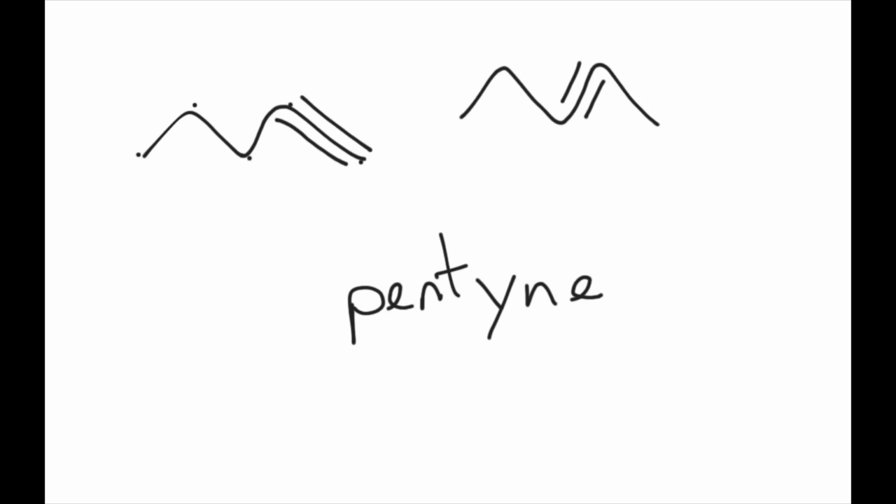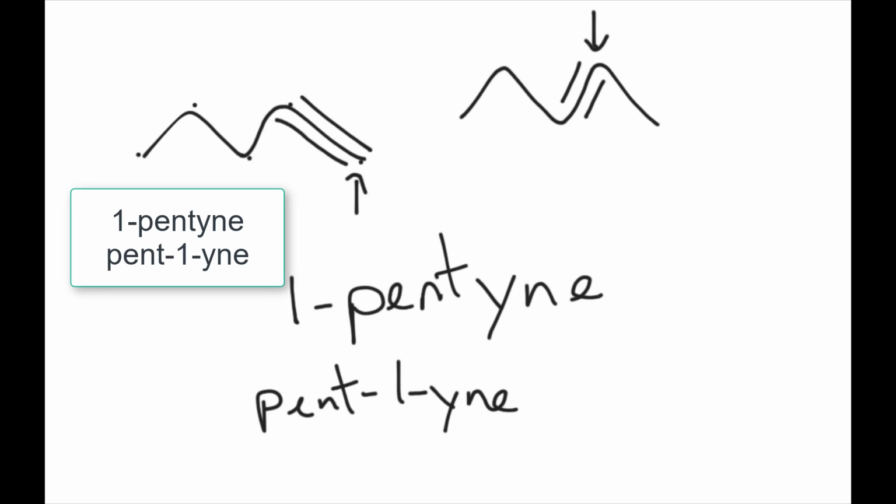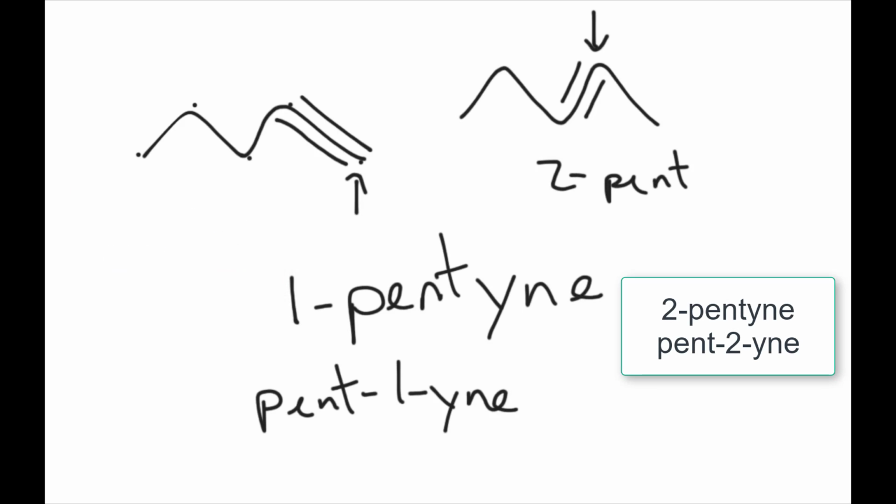But because there are options of where the triple bond could go, it could go here as well, we need to indicate where the triple bond starts. So which carbon is it that it starts at? In this case, it's starting at the number 1 carbon. Here it's starting at the number 2 carbon. So to name the first compound, this would be 1-pentyne. I could also call this pent-1-yne. And the second one is a 2-pentyne, or a pent-2-yne.